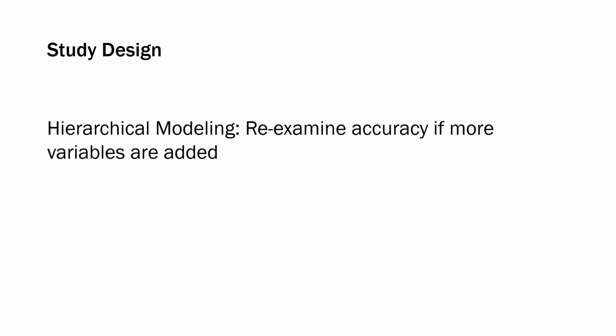The method that we analyze is per medication. So we are trying to predict the response to each antidepressant medication. We will use hierarchical modeling. In this approach, we re-examine the accuracy of a model when we add additional information, and we want to know if adding additional risk factors that are race-specific will improve the accuracy of predictions.